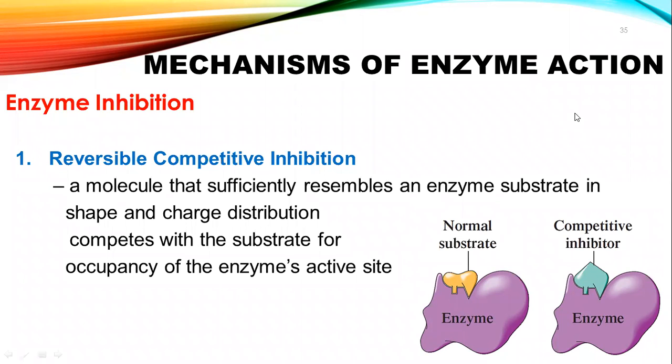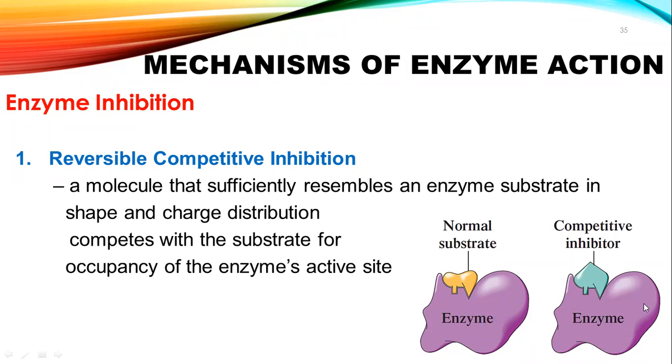So, for example, lagi, you have your substrate here. This is your enzyme, no? This is your normal substrate. Pag naakay compound nga pari-pariha og shape ni substrate nimo, pari-pariha siya og charge distribution, for example, one part is positive, another part is negative, no? Pari-pariha yung charge distribution, pwede siya mo compete sa particular enzyme.